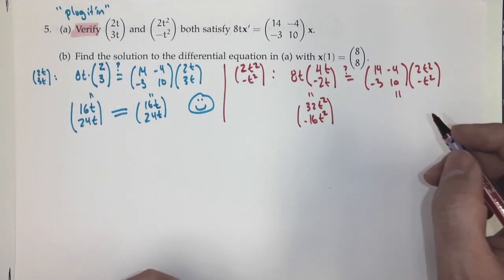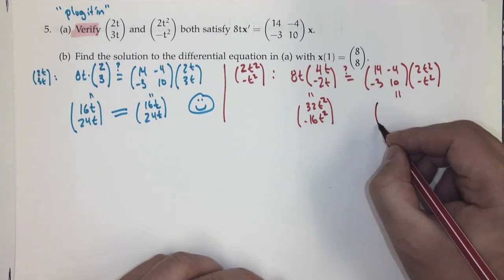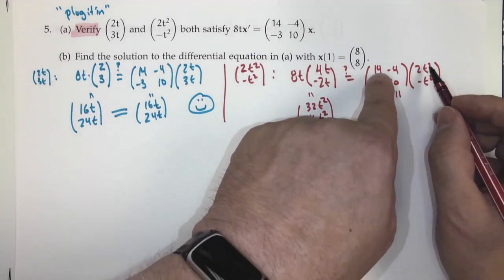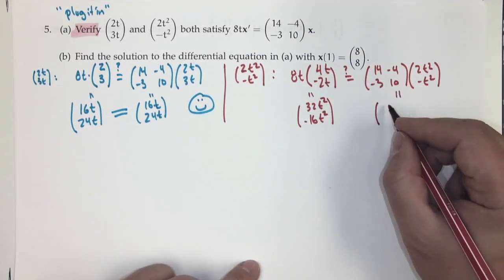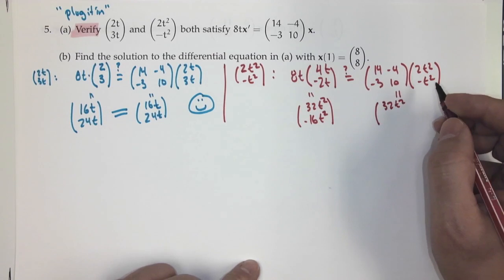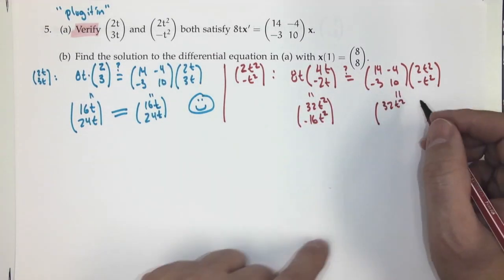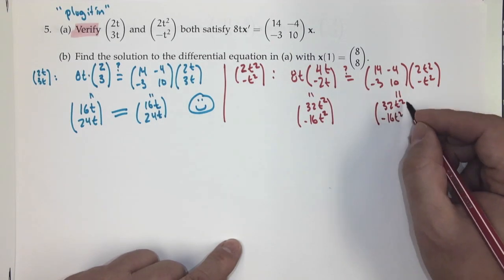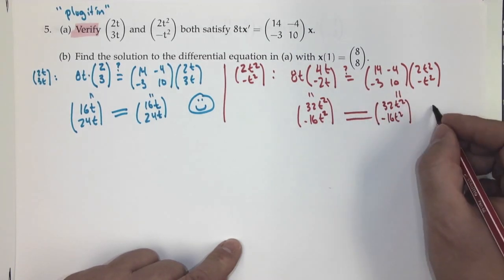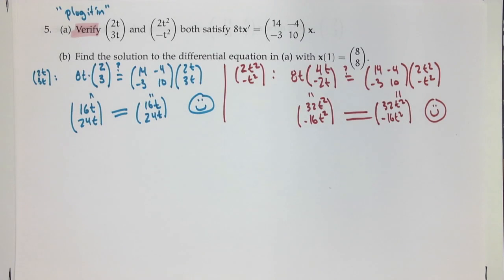It's wonderful to have things where it's free points. You just keep doing it until they match. So anyways, 28 plus 4 makes 32t squared. Minus 6 minus 10 makes minus 16t squared. And lo and behold, again, they match. Life is good, and we're happy. So that's part A. Plug it in. Plug it in. All right.